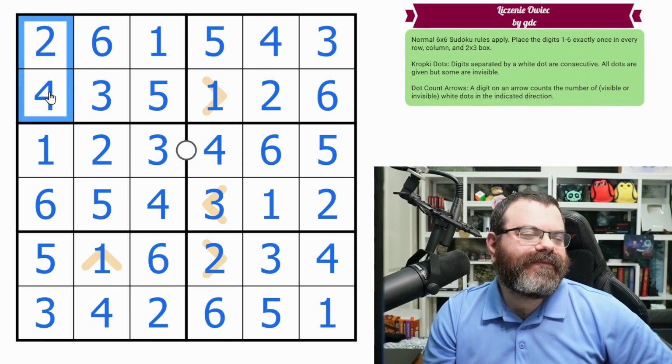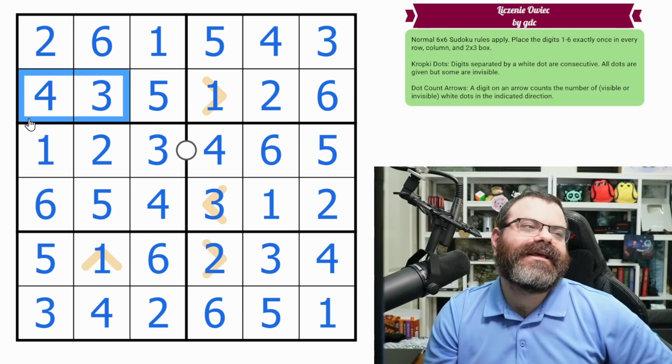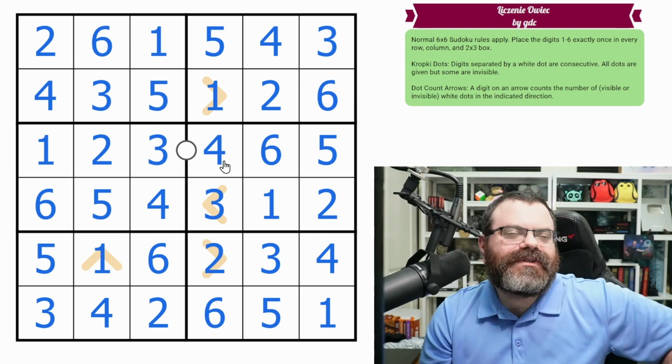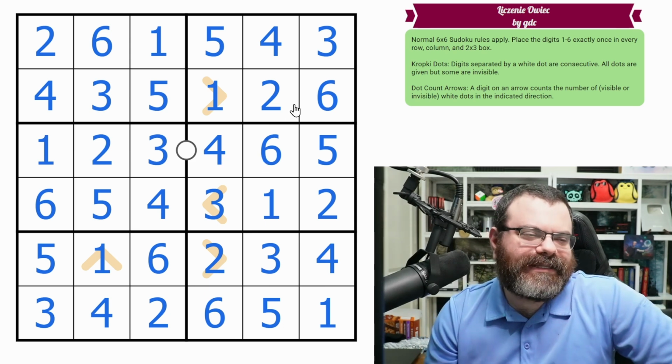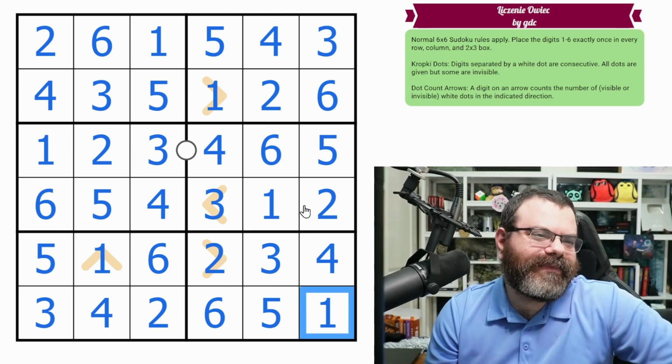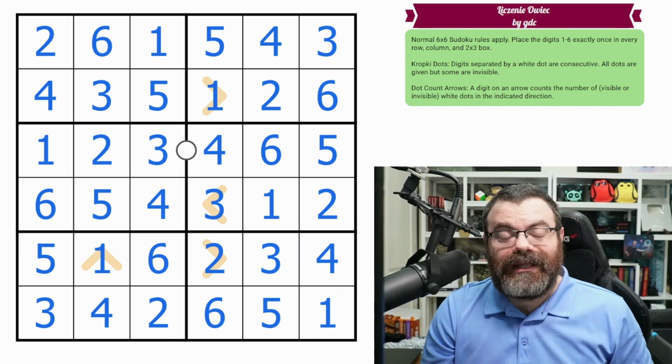I'm kind of wondering if there are any invisible white dots not pointed at. Yes, right here. Yeah, here's an invisible white dot not pointed at. So I was right to not use that. All right, here's another one. Cool. Well, that was fun.